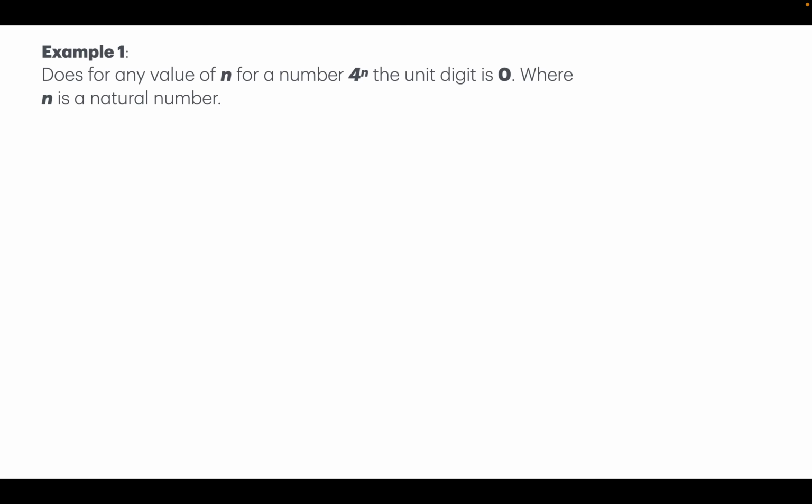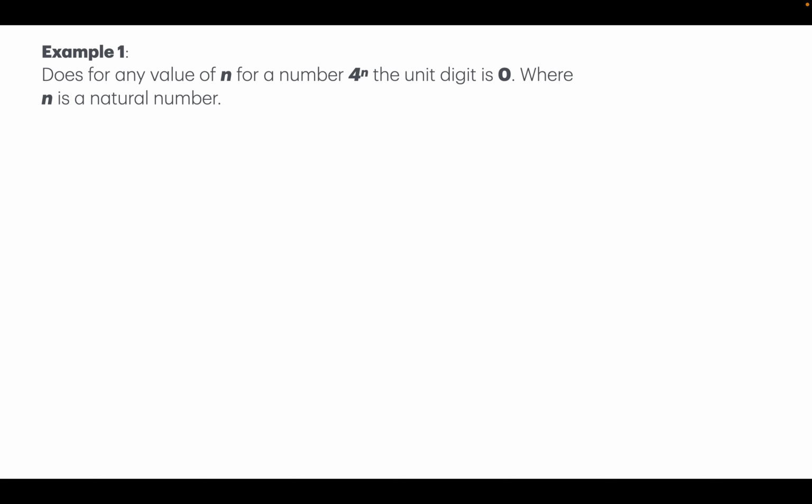Examples to see how we can apply or use the fundamental theorem of arithmetic. So this question says, does the unit digit of 4 to the n equal 0 for any value of n, where n is a natural number? If you keep plugging in values of n, which is always going to be 1, 2, 3 and so on until infinity, will you get a number that ends with 0?